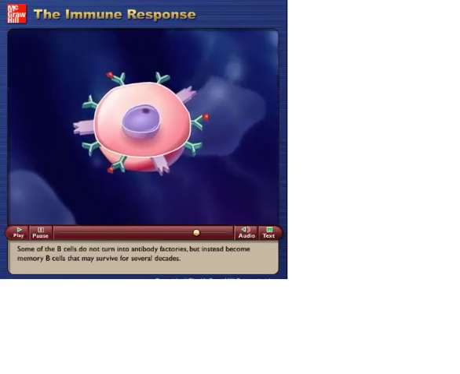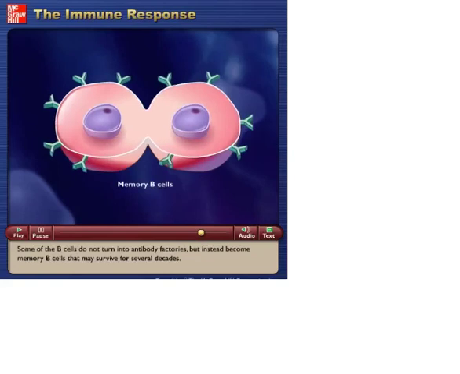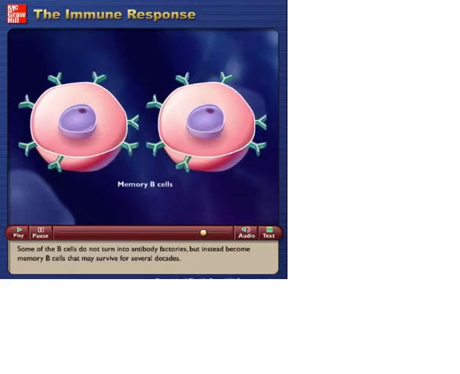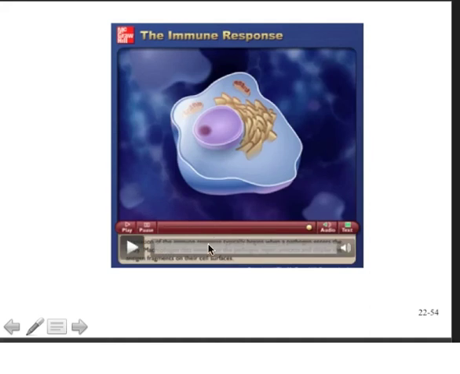Some of the B cells do not turn into antibody factories, but instead become memory B cells that may survive for several decades. Because of these memory B cells, the secondary immune response to a future infection by the same pathogen is swifter and stronger. This powerful secondary immune response is what gives immunity to some diseases after you have had them once or after you have been vaccinated. Okay, let's take a look at the immune response.